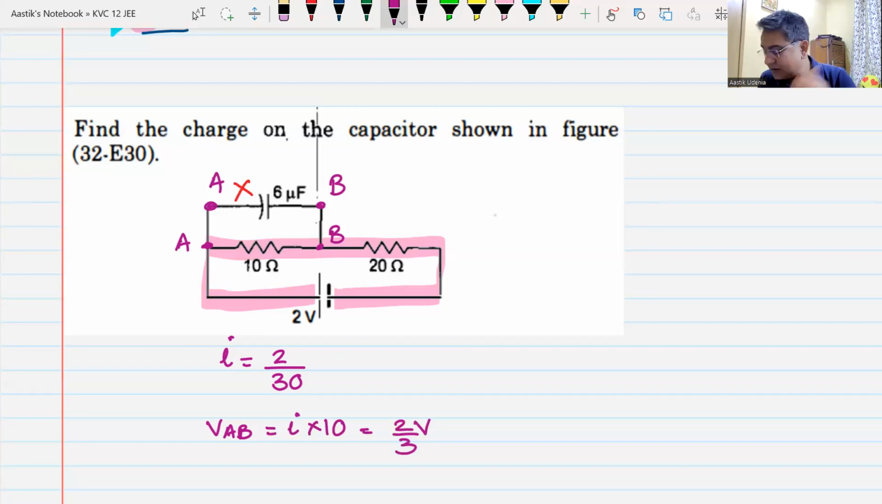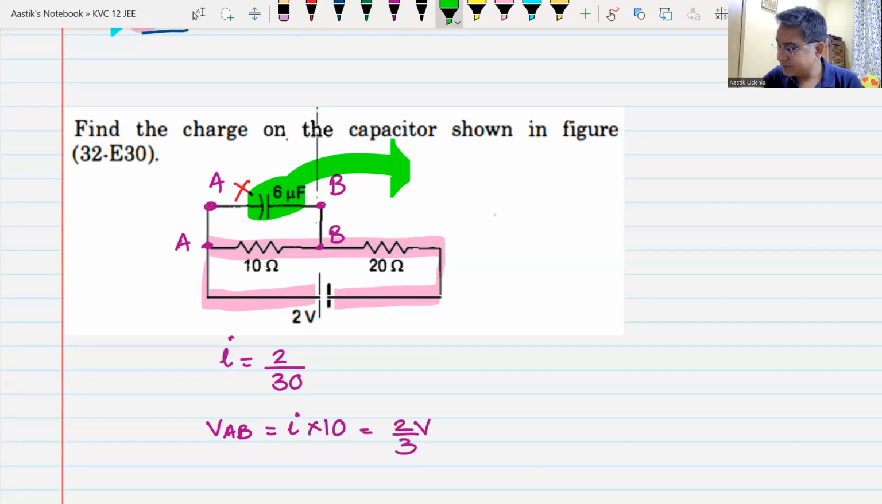This 2 by 3 volt has to be multiplied by the capacitance. 2 by 3 multiplied by 6, and the answer you will get will be 4 microcoulombs.